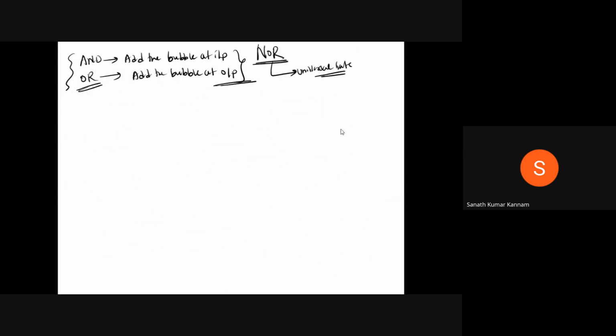And next, these are the universal gates. If you can implement any circuit by using these gates, that's why we call it a universal gate. Suppose the inverter: the inverter we already saw. The inputs are tied together and given to a NOR gate. Here (A plus A) whole bar is equal to A bar.